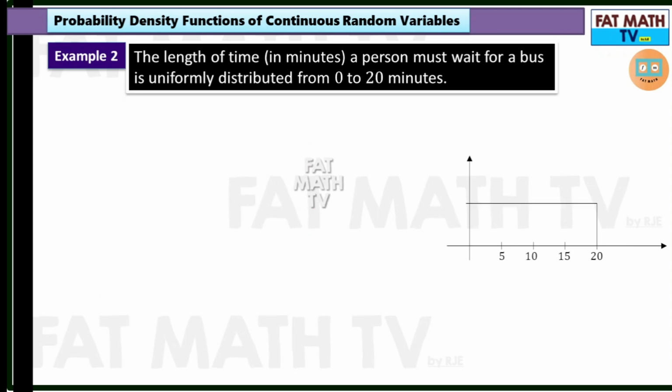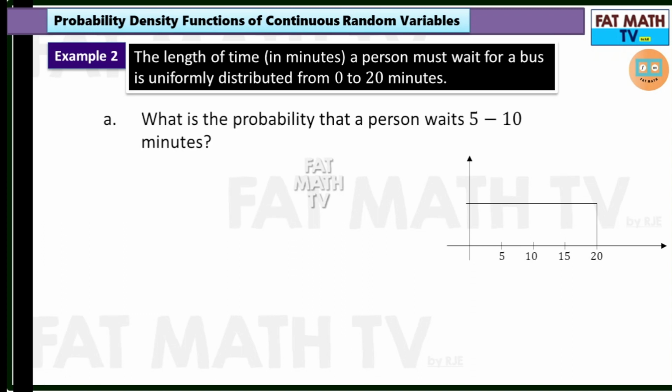Another example, example number 2. The length of time in minutes a person must wait for a bus is uniformly distributed from 0 to 20 minutes. So we have here the graph from 0 to 20 minutes. So our A here is 0 and our B here is 20. So what is the probability that a person waits 5 to 10 minutes? So 5 to 10 minutes, so that is the probability that x is greater than 5 but less than 10. So that rectangle, this one.